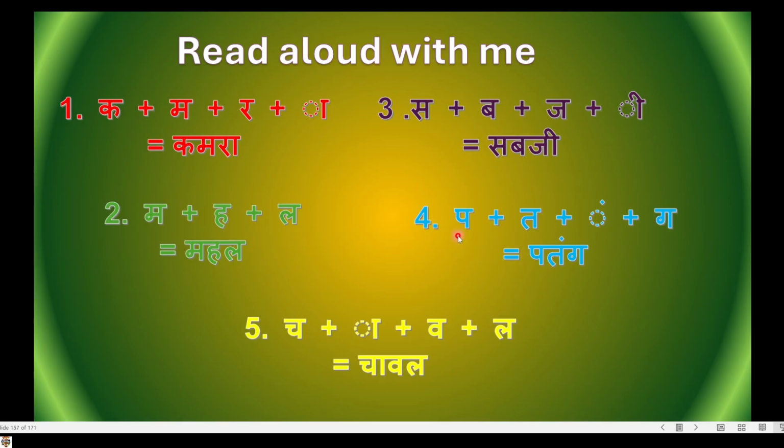Now, let's try reading the fourth word. Before getting into the letters, let's sort out this Bindu concept first. Here is a Bindu form, and as I said, whenever we have a Bindu, we are bothered about the immediate next letter. In this case, the next letter is G, and it falls on the Ka varg. The last letter of the Ka varg is Ng. Hence, the sound of the Bindu in this word is Ing. So, Pa plus Ta plus Ing plus G, making it to sound Patang.